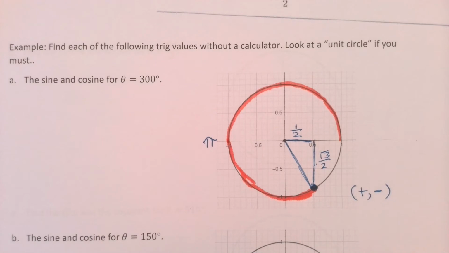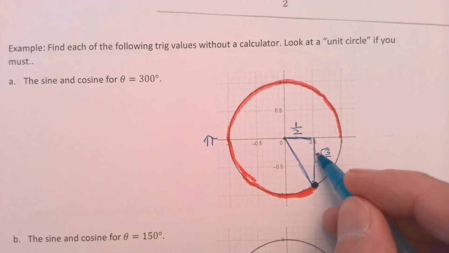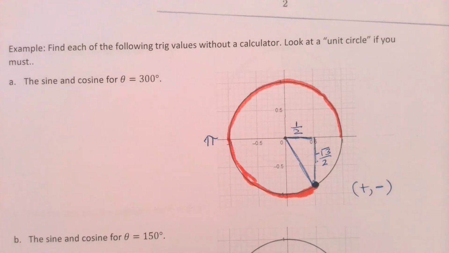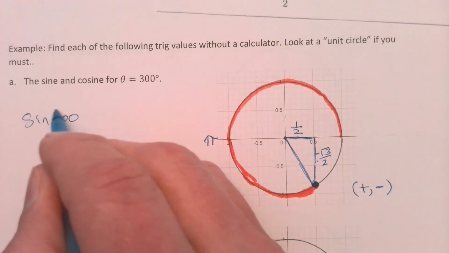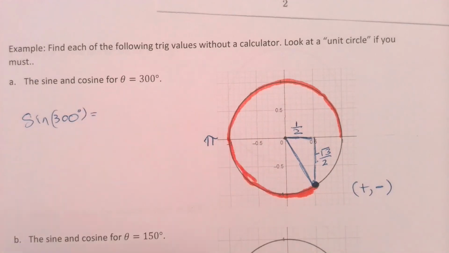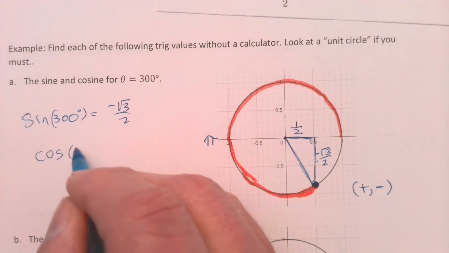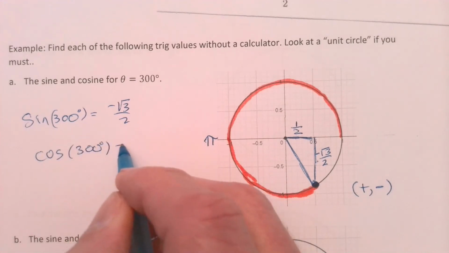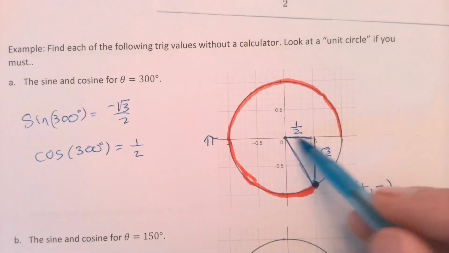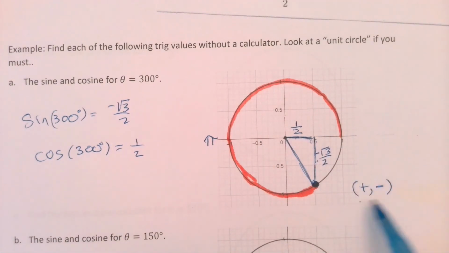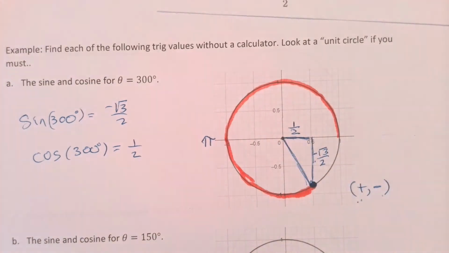So keep that in mind. When they ask you the sign, you need to know that this is negative. So we've got it. The sine of 300 degrees is negative root 3 over 2, whereas the cosine of 300 is positive a half. Because remember, once you know these two numbers, you know the coordinates, and you don't have to divide by the radius because the radius is just 1.